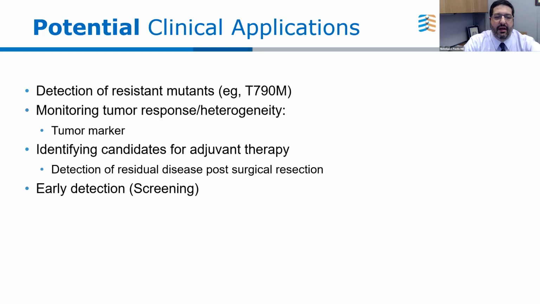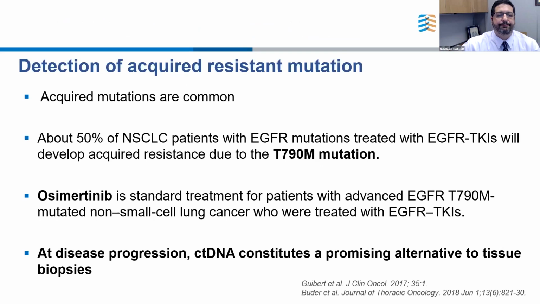Identifying candidates for adjuvant therapy after surgery, theoretically with a complete resection, after a certain period of time, greater than 24 to 48 hours, you may have loss of your circulating tumor DNA, or you should. And if you're not getting that, does that imply that that might be somebody who would be more likely to benefit? And then eventually, would it be a screening modality?